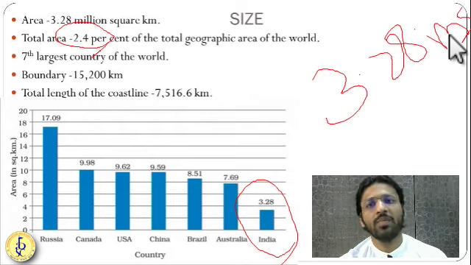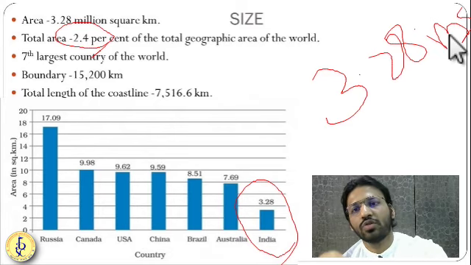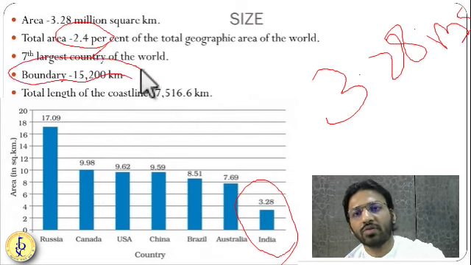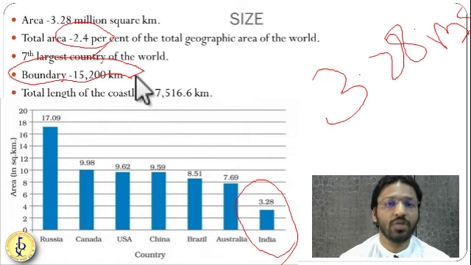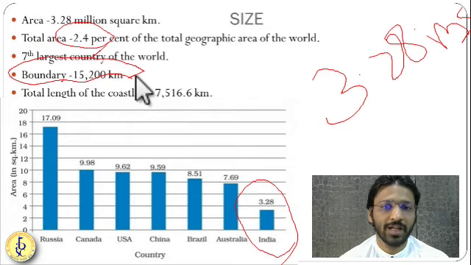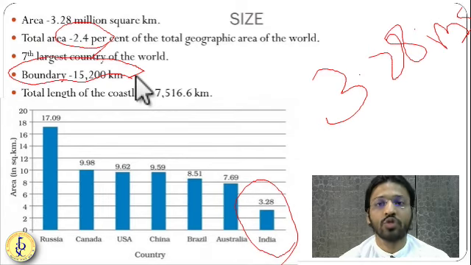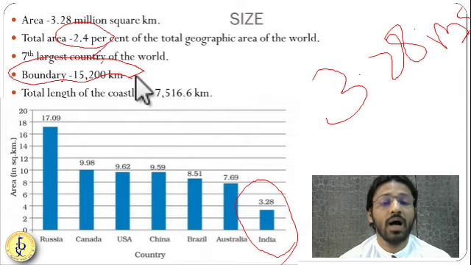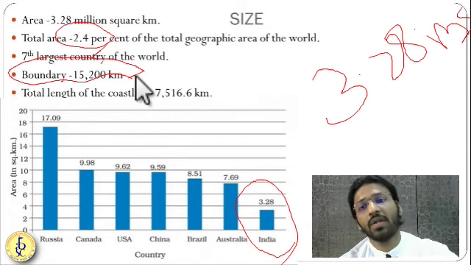How much boundary do we have? We have a 15,200 kilometer long boundary shared with different countries. Frontier management, boundary management, is one of the chapters in paper 3. So before writing about the chapter, we should first know how long and how big a boundary we have. That is the normal territorial boundary, plus the coastline.